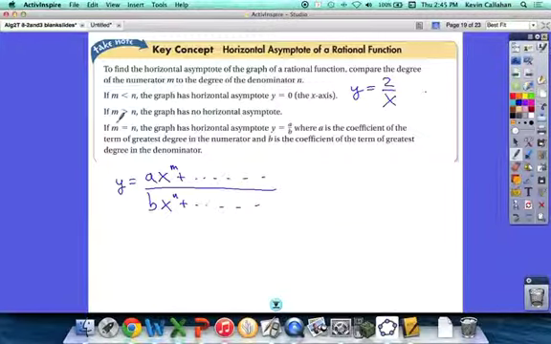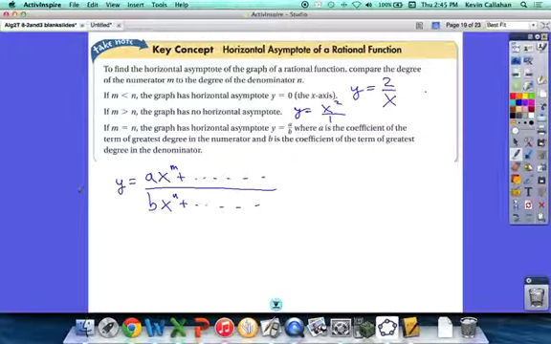If the numerator has a higher degree than the denominator, there is no horizontal asymptote. That's like saying y equals x, right? You could call that a parabola that goes up forever. It does not approach a y value. It goes to infinity on both sides, right? Which leaves the one last case.